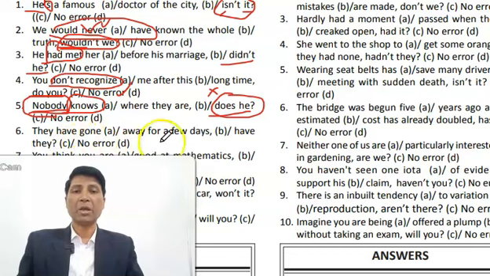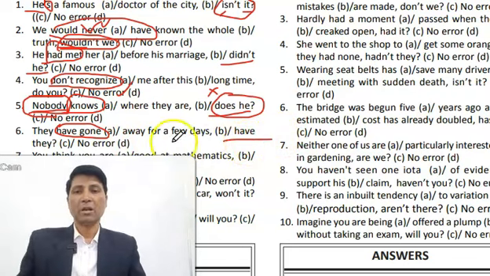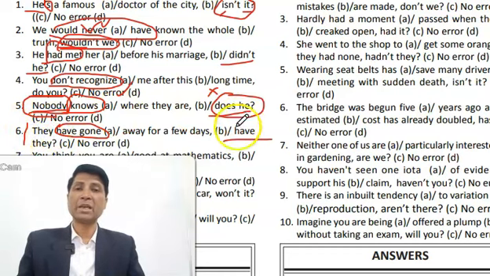They have gone away for a few days, have they? They have gone away for a few days. So here have gone is in the present perfect tense. And the question tag has also been formed by using the auxiliary verb of the present perfect tense. But the tag is not negative. And we have studied in the previous class that if the main statement is negative, then the tag is positive. And if the main statement is positive, then the tag should be negative.